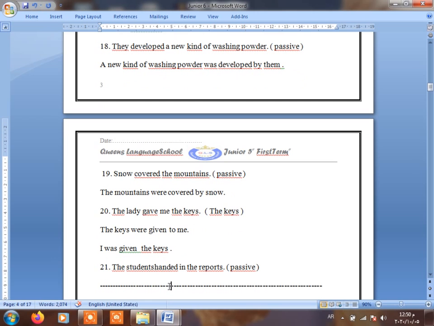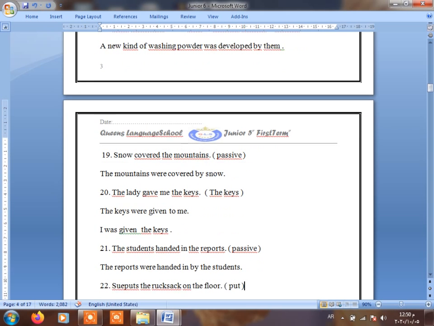Number 21. The students handed in the reports. So the reports is my object. So the reports, this sentence is in the past simple. So the reports were handed in. Don't forget the preposition. When you have a preposition in the verb, don't forget to put it. So the reports were handed in by the students. Or if I want to write the sentence without this, by the students, it will be also correct. Okay, number 22.